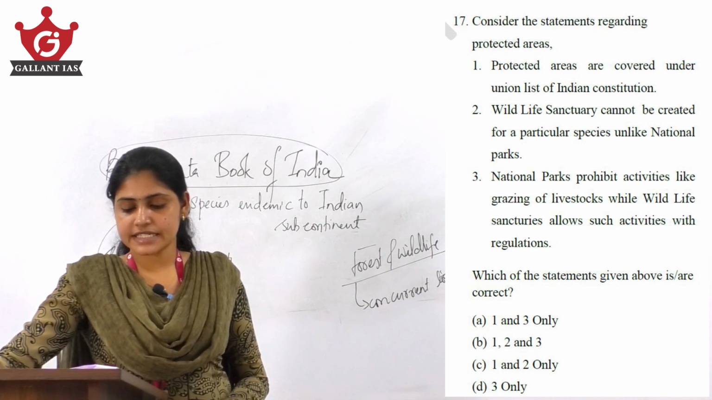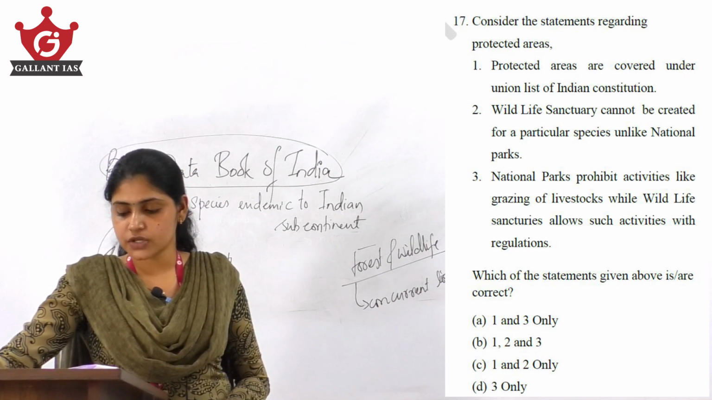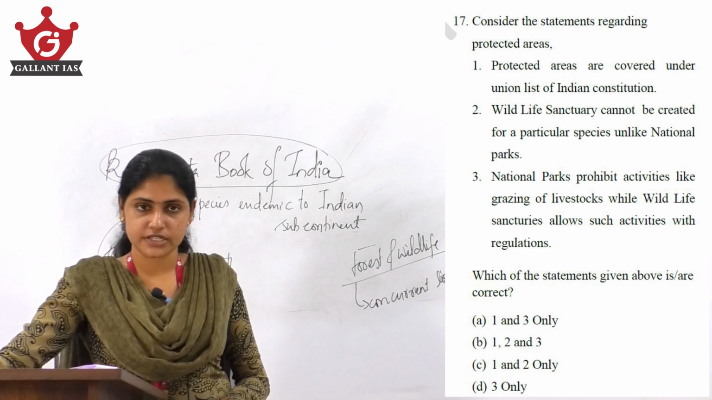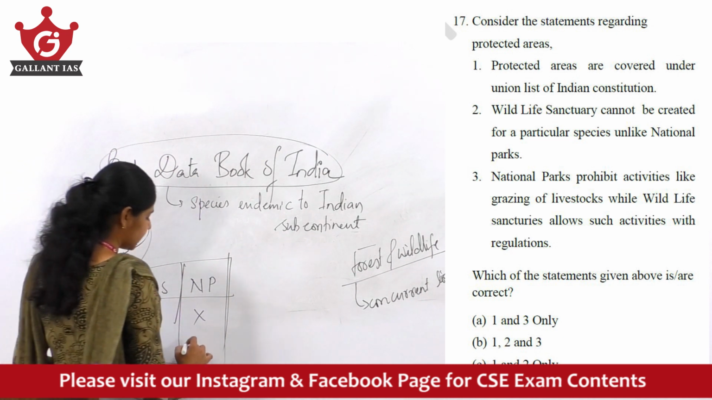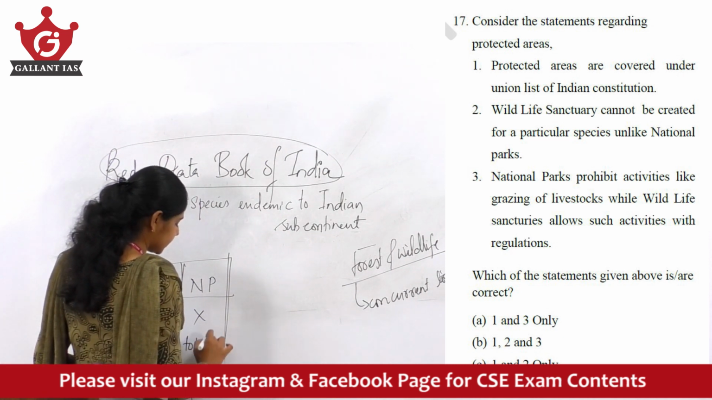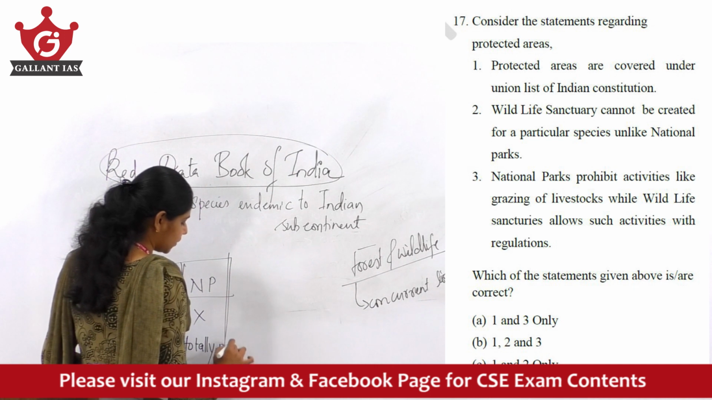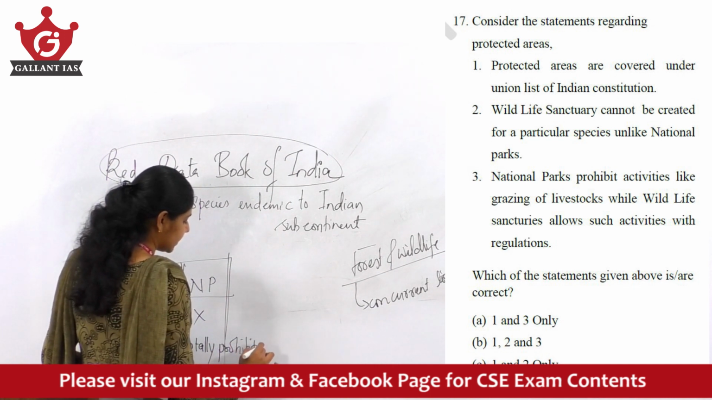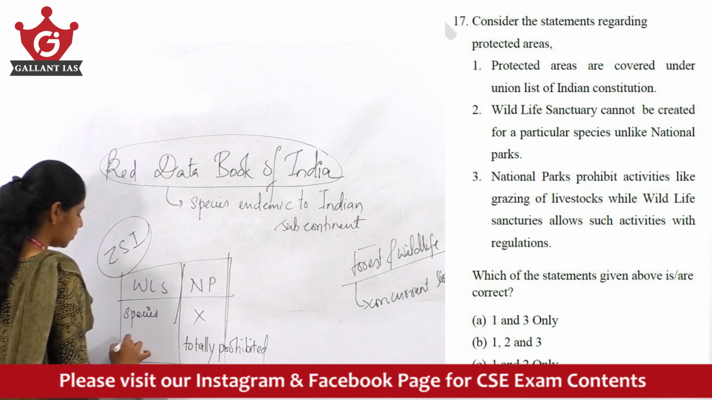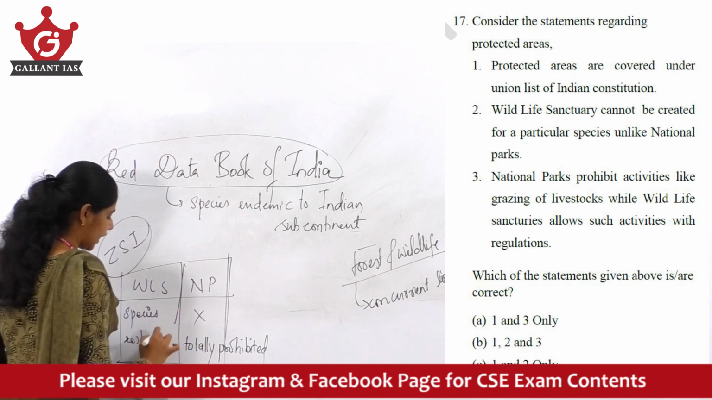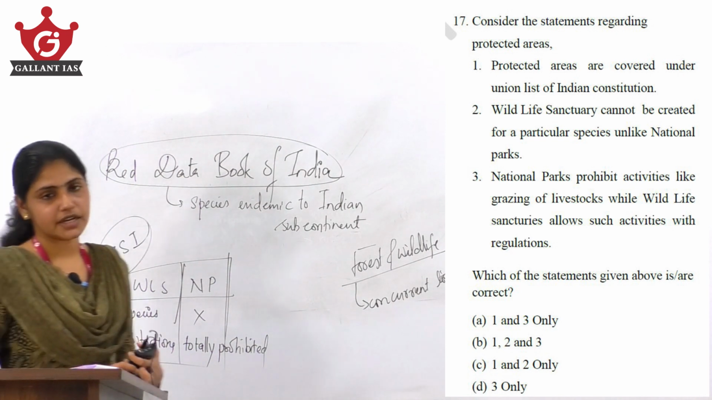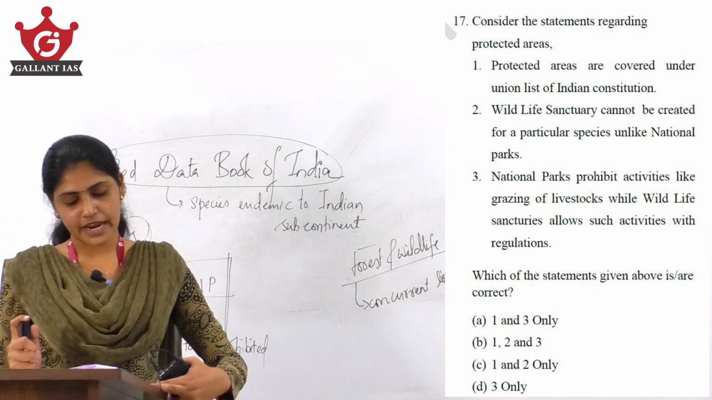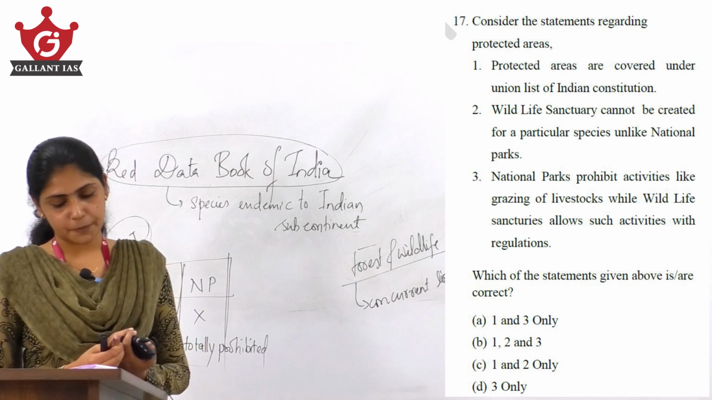The third statement says national parks prohibit activities like grazing of livestock while wildlife sanctuaries allow such activities with regulations. Yes, that is a right statement. In national parks, theoretically, such activities are totally prohibited, whereas in wildlife sanctuaries they are allowed with restrictions or regulations. So the third statement here is right, which means your answer is D, 3 only.